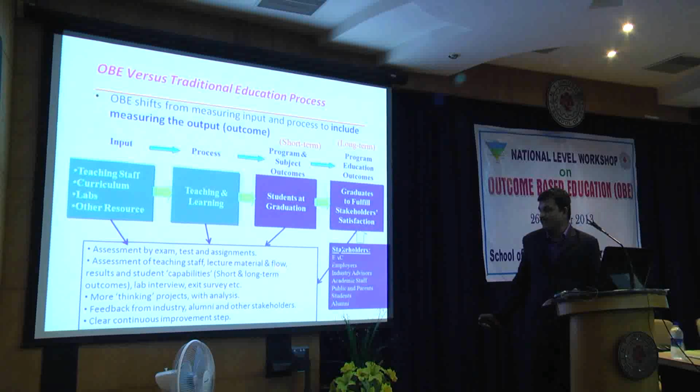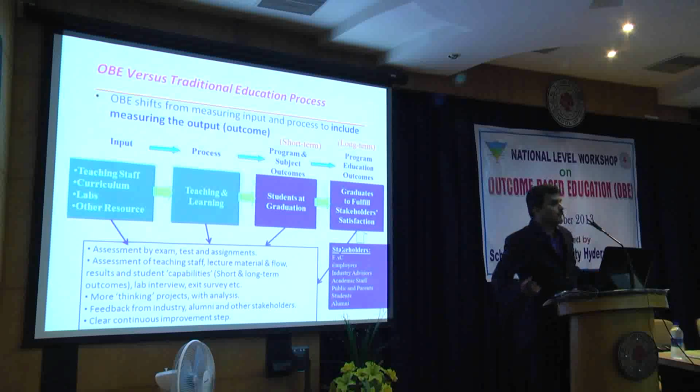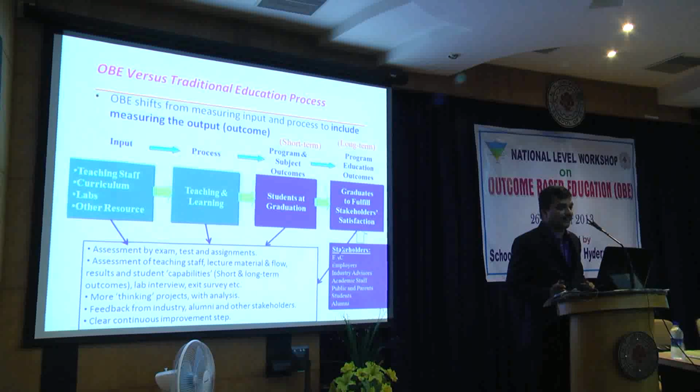And then what is the flow? And results and student capabilities, short and long term outcomes, you see that. Whether they are meeting the vision and mission or not. How many of us are concentrating on that? How many of us know the vision and mission at least? I think more than 50% do not. When I was in JNTUH, I also did not know. When I applied for the accreditation, I realized that vision and mission is very important for the institution.